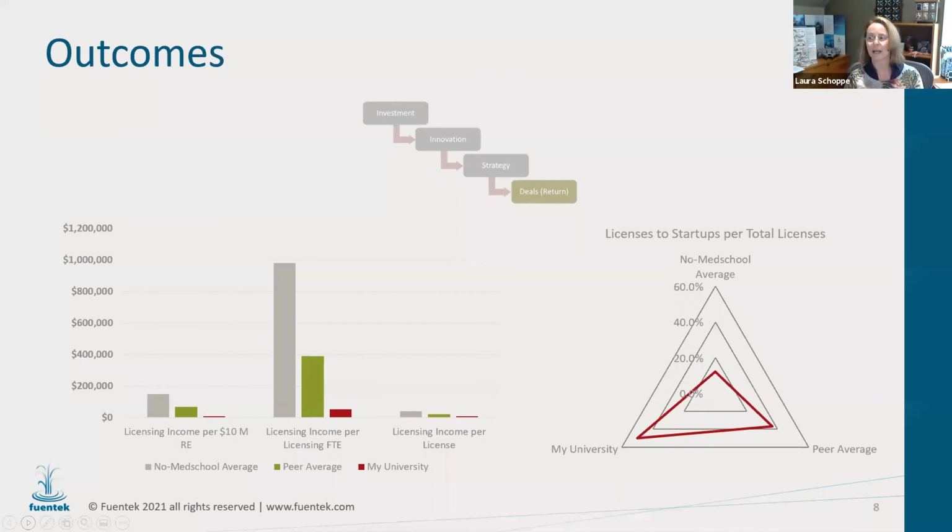In looking at my licenses to startups, I also see that I am very high compared to my other peers, which contributes to my low licensing income. So we see this a lot with state universities where their legislatures put a lot of pressure on state universities to do lots of startups.